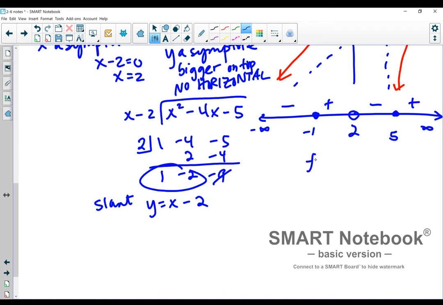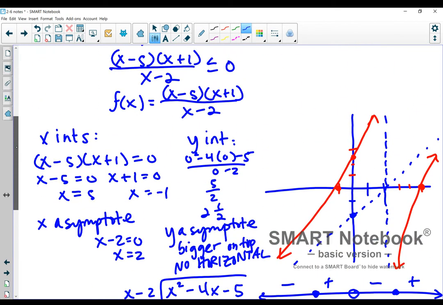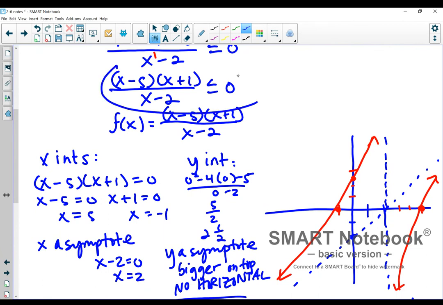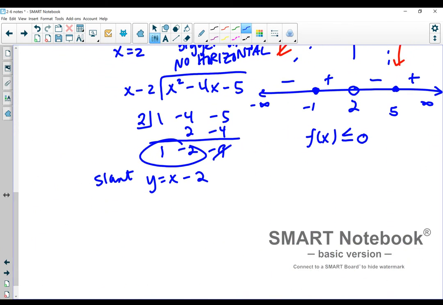So now I'm looking for where that function was, I believe, less than or equal to 0. So let's just check that really fast. Yes, we see it right here, less than or equal to 0. And so that means from -infinity to -1, and I can include the -1 because it's 'or equal to'. And then it's also negative from 2 to 5. But remember, the 2 has to be a soft parenthesis because it's that asymptote, so we can never equal 2. But 5 would be a hard bracket again. So that's it for our 2-6 notes.